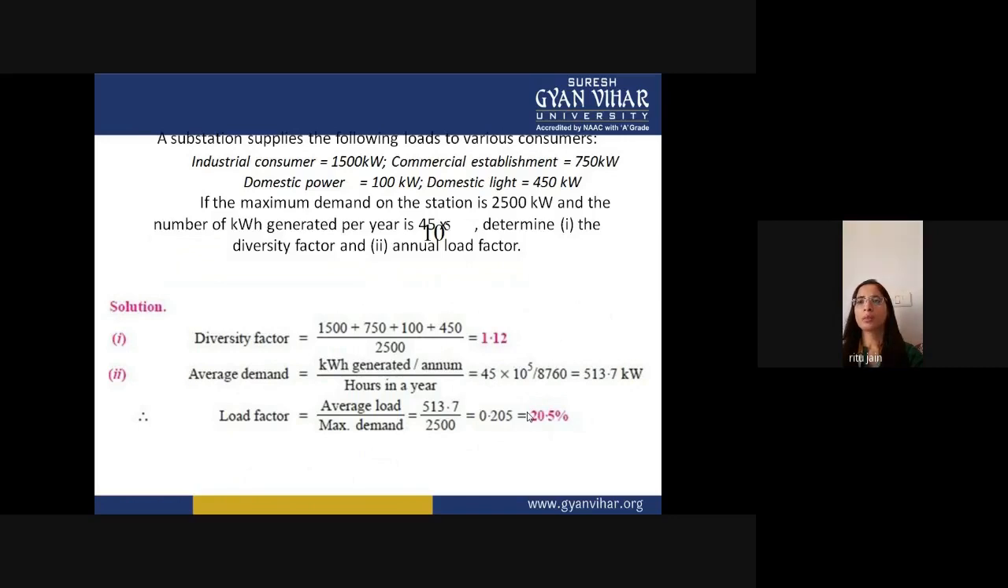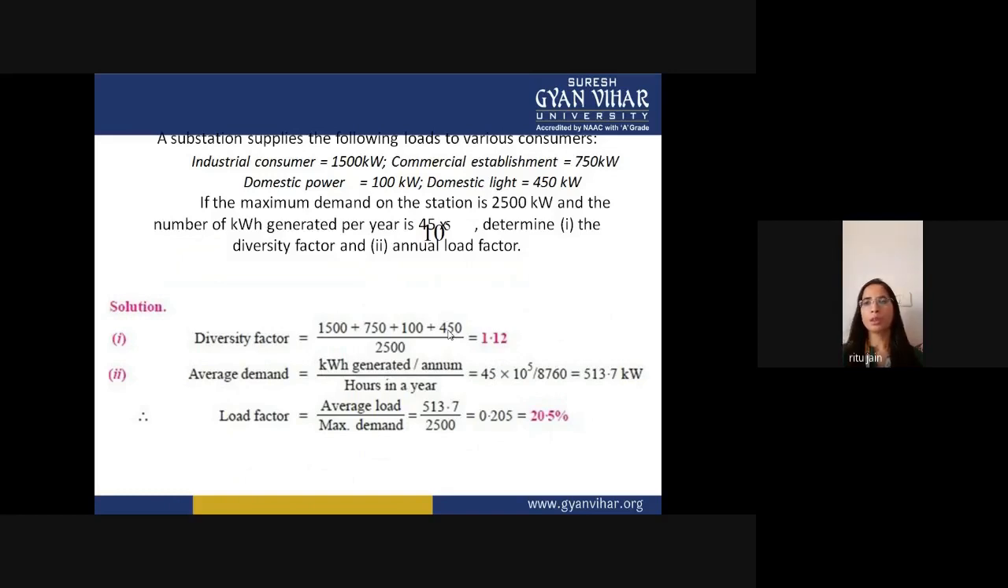So if the maximum demand on the station is 2500 kilowatt, actually this is the maximum demand of the substation, not for a particular load. This is the maximum demand of the substation, which is your 2500 kilowatt, and the number of kilowatt hour generated per year, which is the energy generation per year, is given as 45 into 10 to the power 5 kilowatt hour.